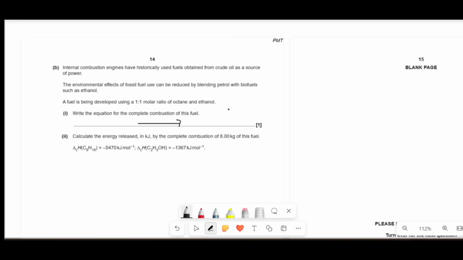So they've told you that it is octane. So octane is an alkane, CnH2n+2. So it's going to be C8H18, since 2n is 16, plus 2, 18. And then plus ethanol, which is going to be C2H5OH, right? Now they've told you that we've completely combusted this. It's going to be plus O2, some amount of it. And when we combust these, we're going to make CO2 plus H2O.